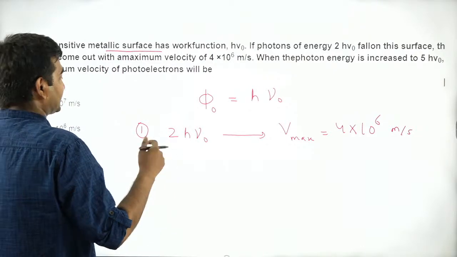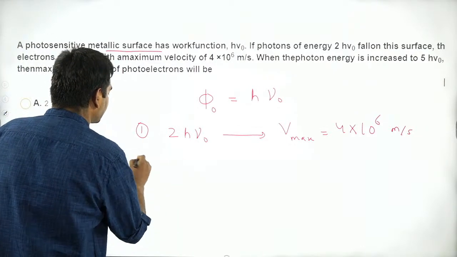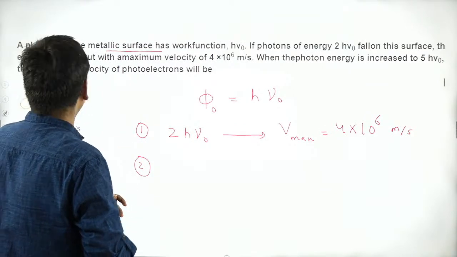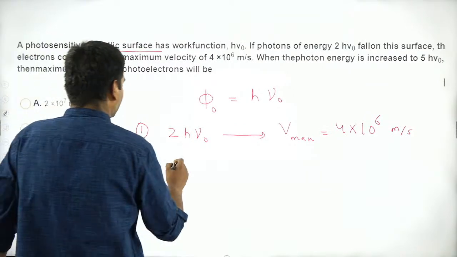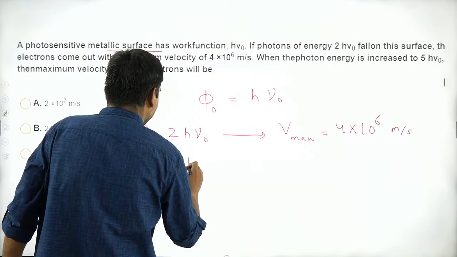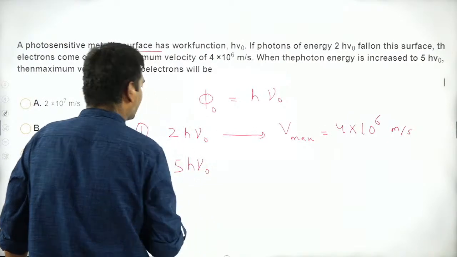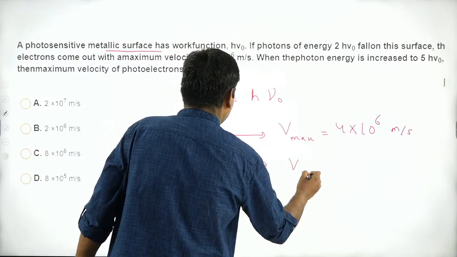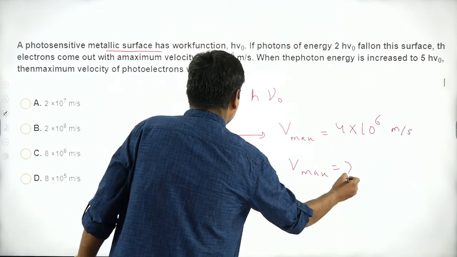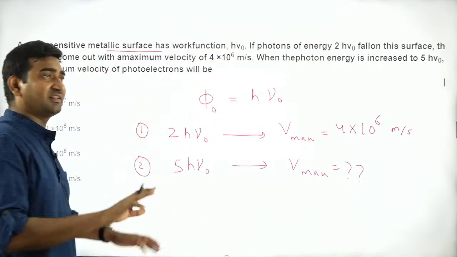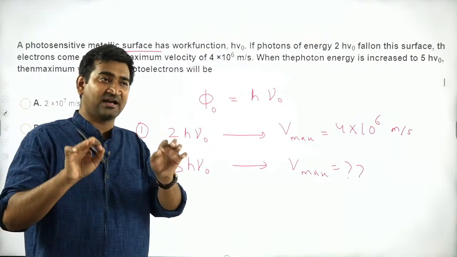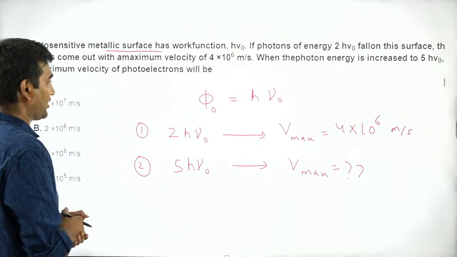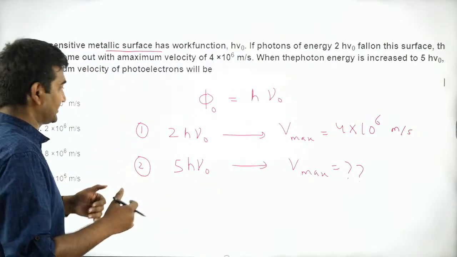Now, the second part of the question is that when the photon energy is increased to 5 h nu naught, so we have another incident radiation with 5 h nu naught, and it is asking what is the Vmax value. All these things will be solved with the help of those equations which I have taught you. So nothing much to worry about. We have to form the equations here.